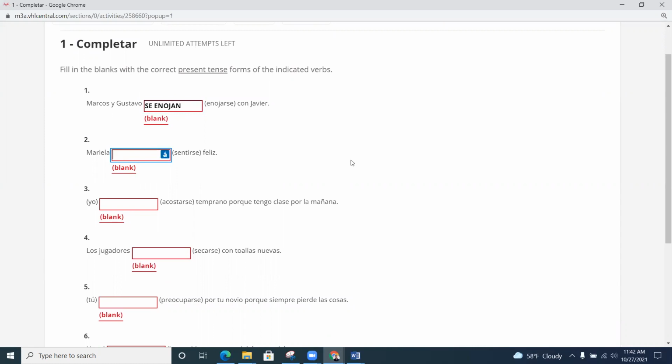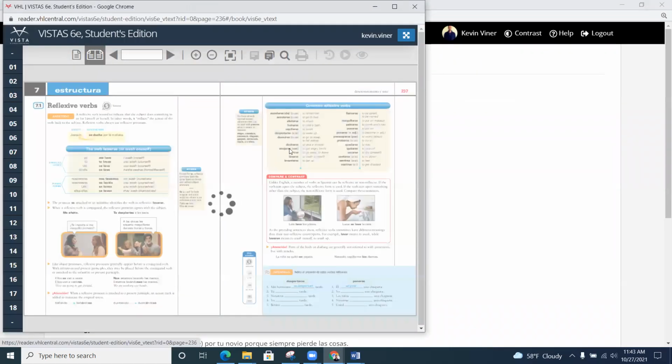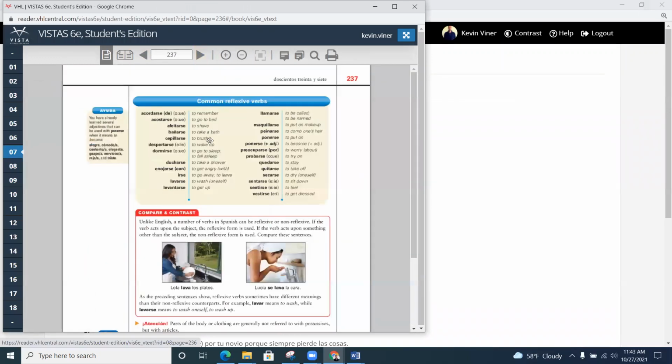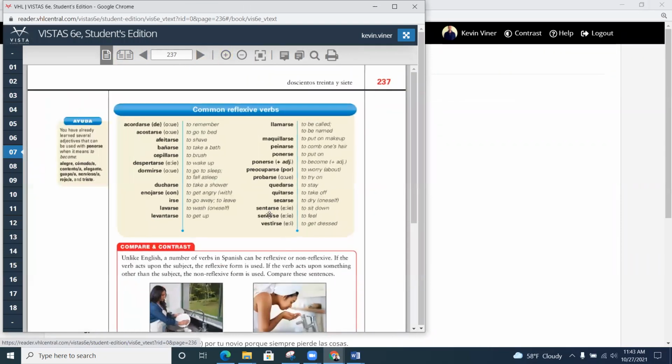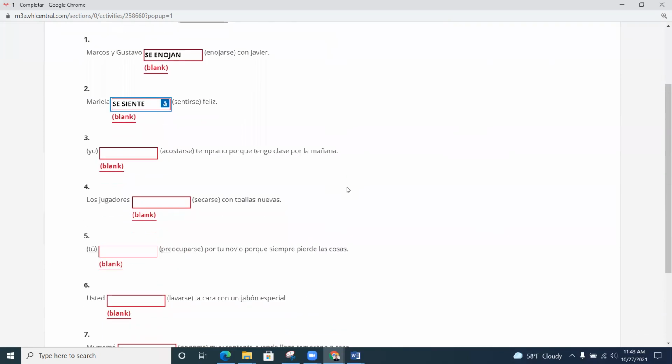And we're back. It would be helpful to maybe look in your textbook here so you can have recollection of which verbs are stem change, so that you can look on this page 237, right? And it'll tell you which verbs are stem changes here, okay? So this is sentirse, which is on that list, is a stem change. So Mariela se siente feliz. That means to feel. So feels happy.